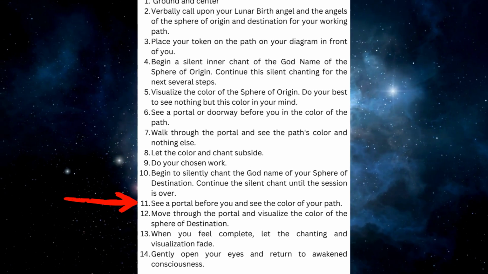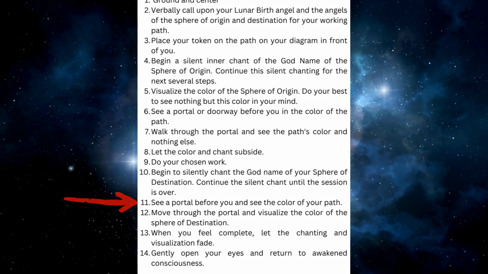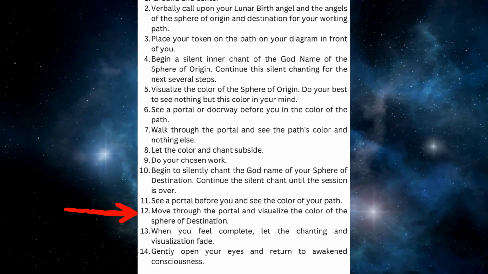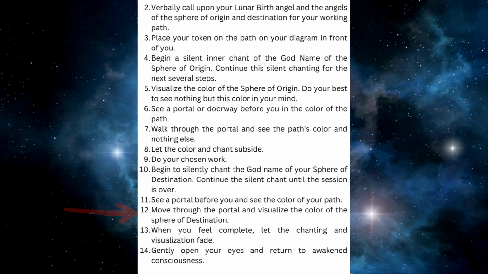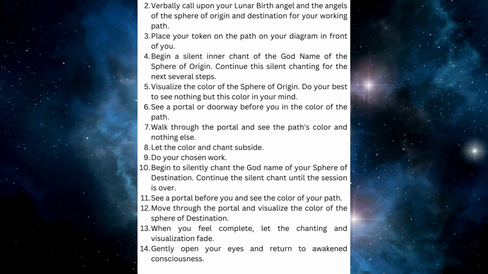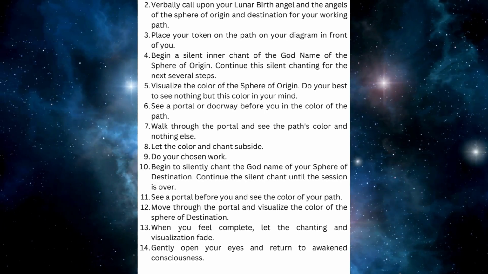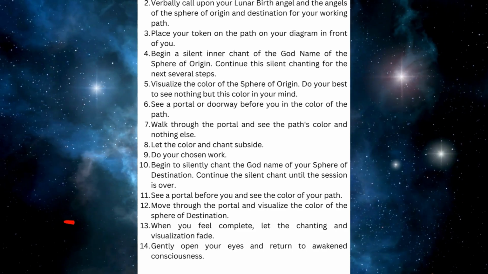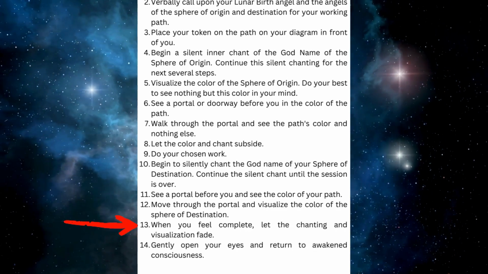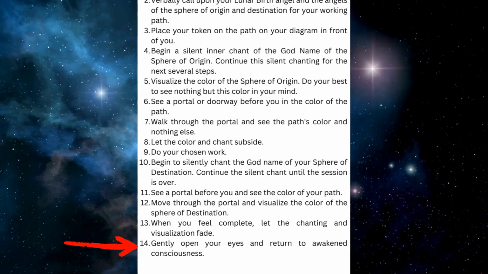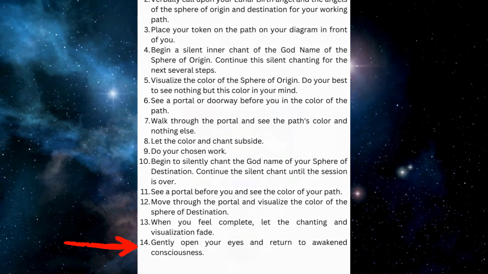You will see a portal before you, the color of your path. Move through this portal or doorway and visualize the color for the sphere of destination. Let nothing but the color of the sphere of destination fill your mind for a few moments as you continue your inner silent chant. When you feel complete, just let the chanting and visualization fade and gently open your eyes and return to an awakened consciousness.